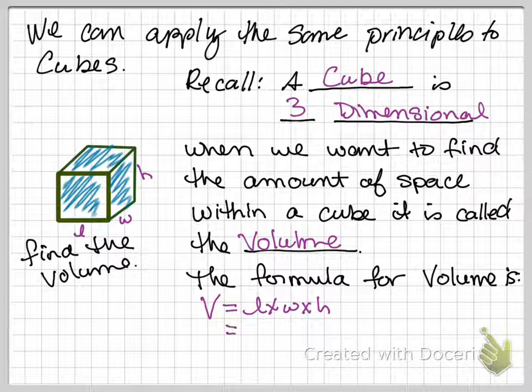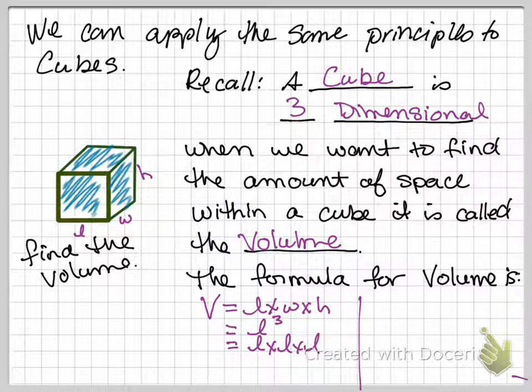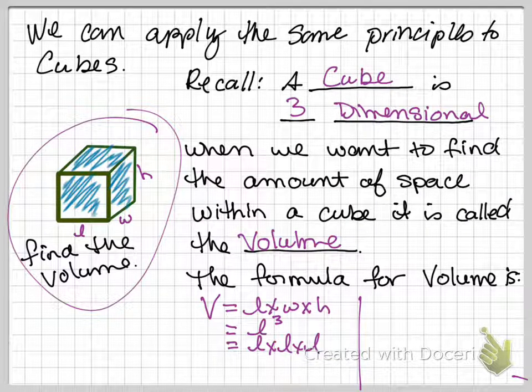And when we think about a cube, the side lengths are all the same. So it's really just length cubed, which means you're taking the number for the length of the side and multiplying it by itself 3 times. So it'd be length times length times length. So let's use this in order to determine the volume of this cube.